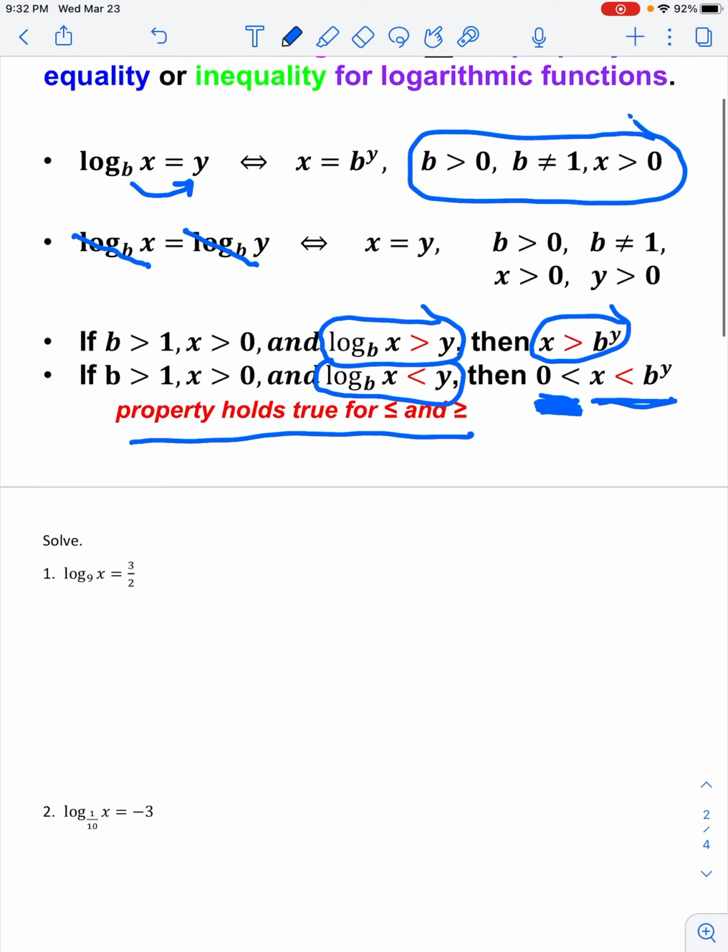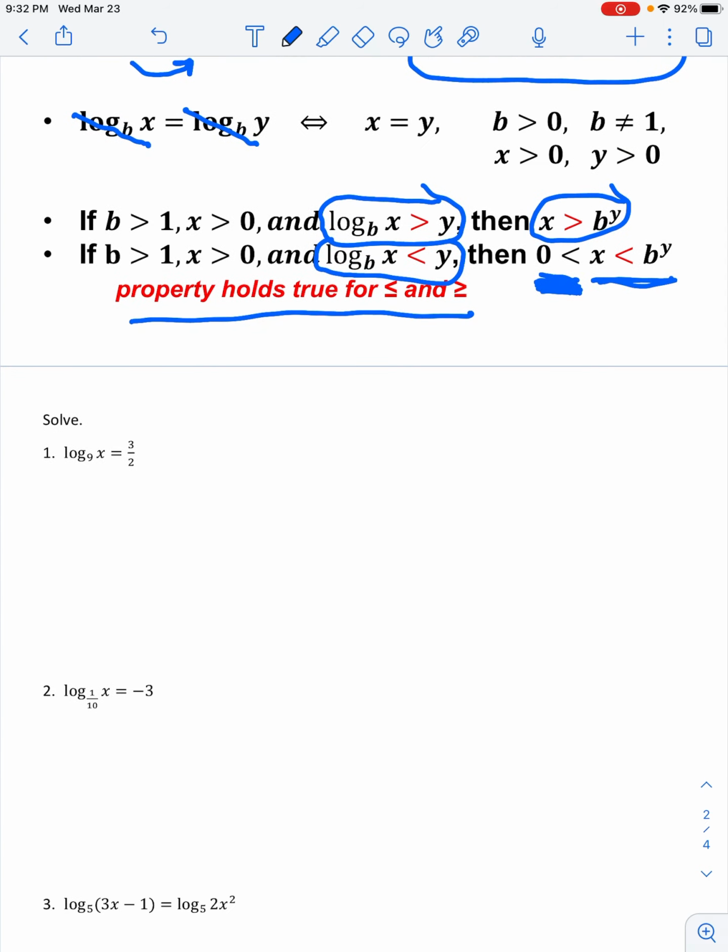All right. So I'm going to move down here. We have solve log base 9 of x equals 3/2. In this case, we're just a normal standard log equation, and I think we can use the exponential form here to help us. Of course, we want to write the argument first, so that would be x, and x is going to have to equal the base 9 raised to the 3/2.